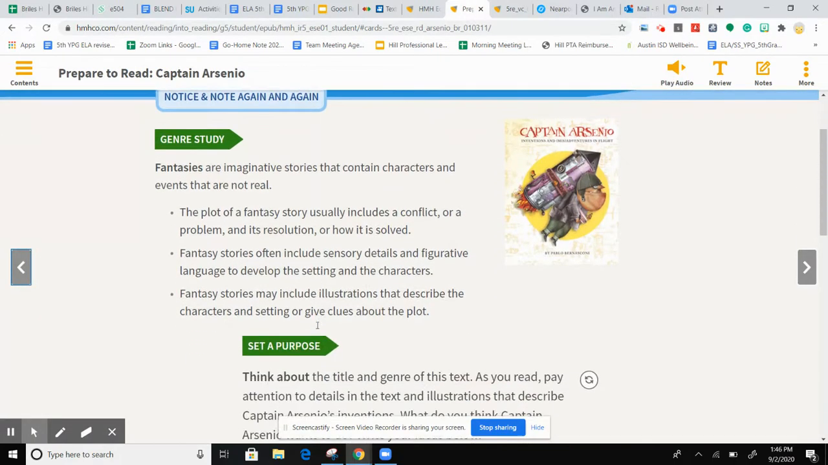This genre is a fantasy. It's like science fiction fantasy, and it's all about rewriting history and adding this guy into history. Fantasies are really imaginative, and they contain characters and events that are not real and never could be real. They often include lots of sensory details like smell, touch, taste, sight, and hearing, just as descriptors.